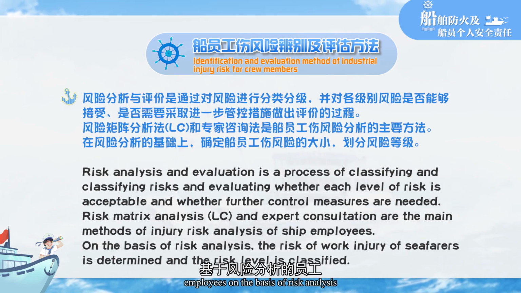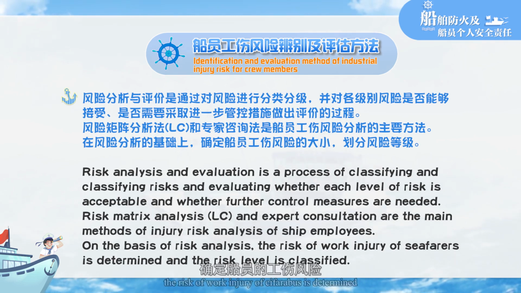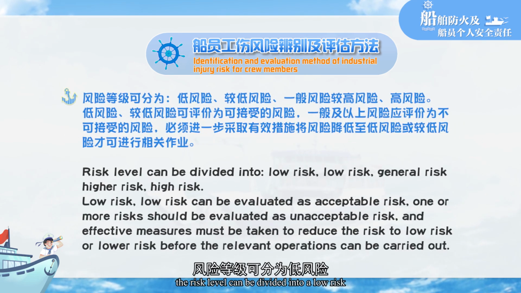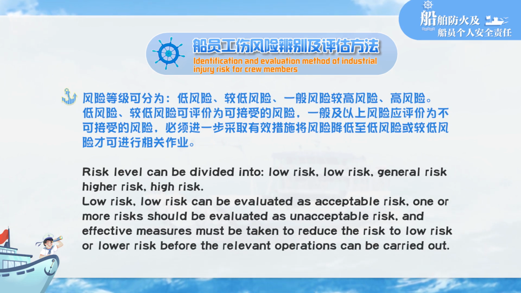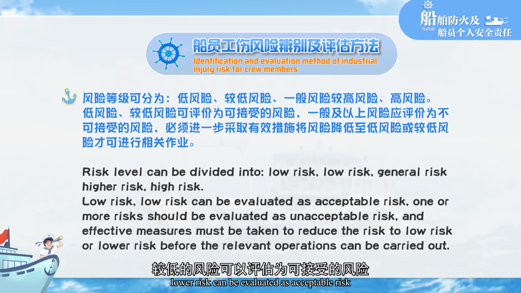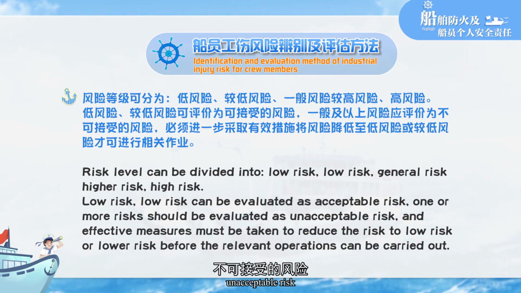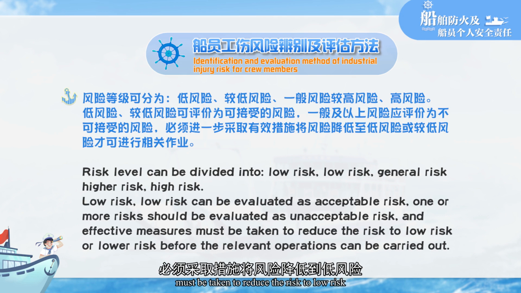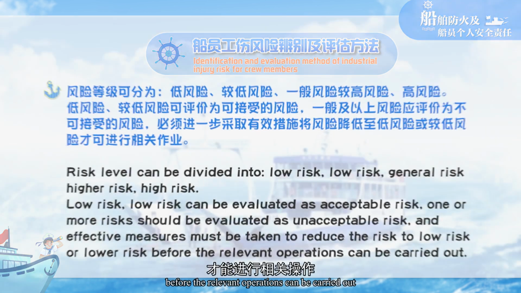On the basis of risk analysis, the risk of work injury of seafarers is determined, and the risk level is classified. The risk level can be divided into low risk, lower risk, general risk, and high risk. Lower risk can be evaluated as acceptable risk. General risk and above should be evaluated as unacceptable risk, and further effective measures must be taken to reduce the risk to low risk or lower risk before the relevant operations can be carried out.